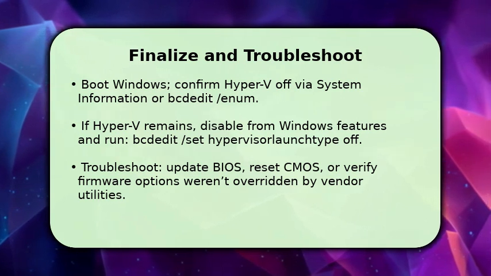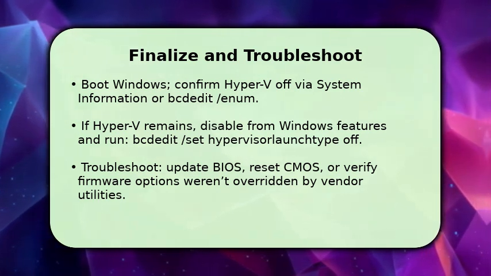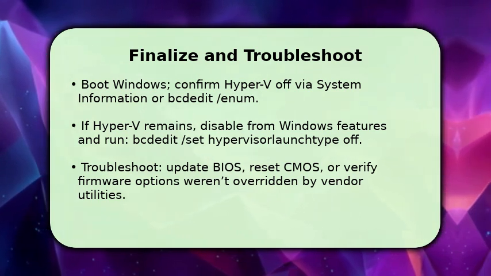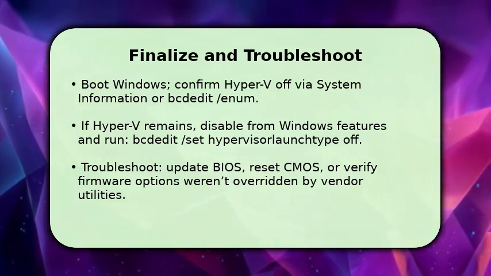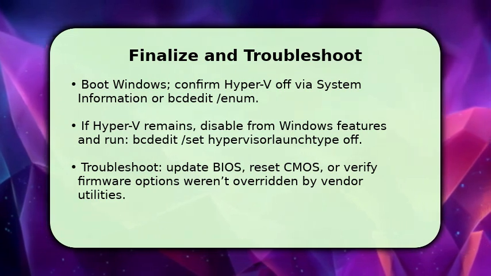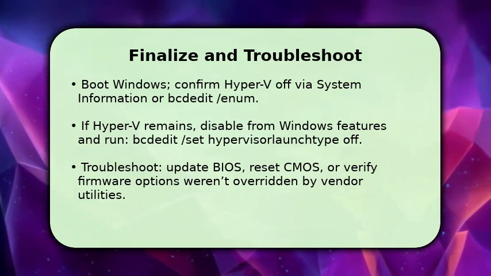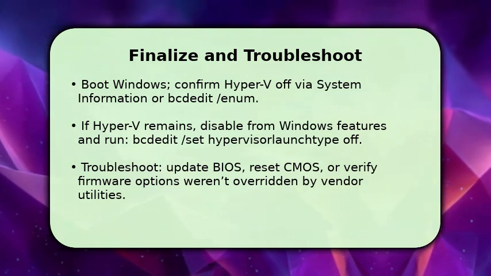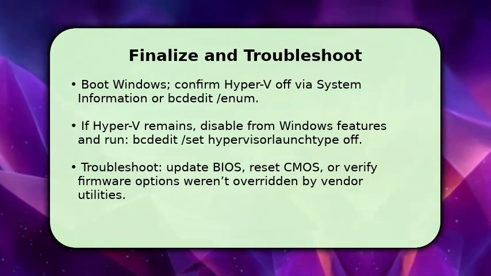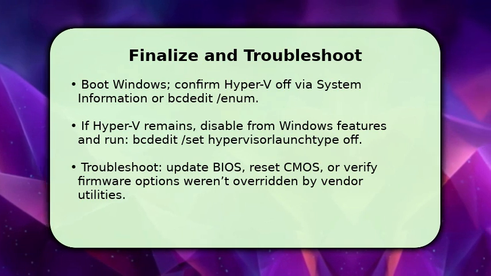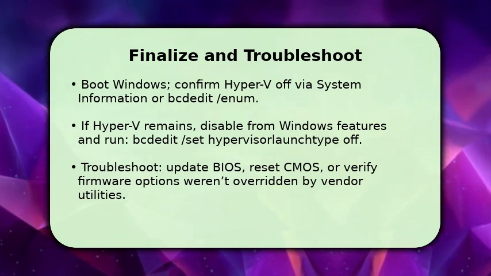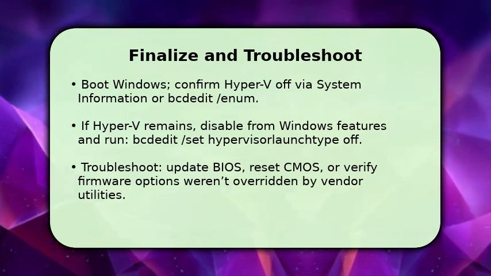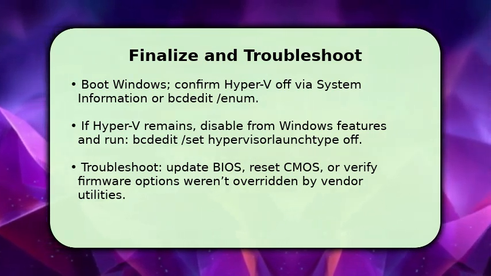If Hyper-V still appears, disable the Windows feature Hyper-V via Turn Windows features on or off and run bcdedit /set hypervisorlaunchtype off, then reboot. If problems persist, update the BIOS firmware or reset CMOS to clear conflicting settings, and make sure manufacturer utilities or enterprise policies aren't re-enabling virtualization. One key tip: double-check for virtualization options in both BIOS and vendor control software.